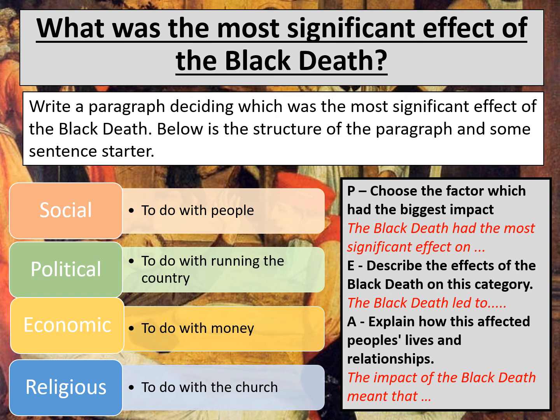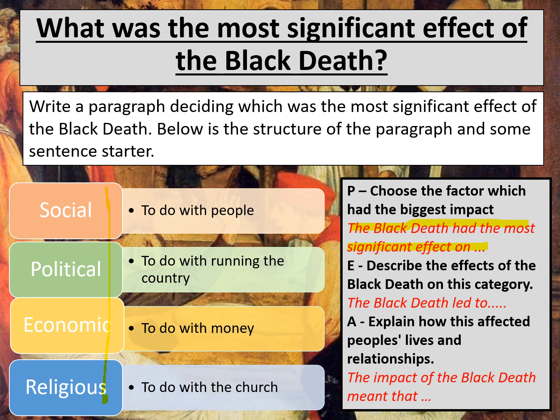Finally, what I would like you to do is write a paragraph deciding which was the most significant effect of the Black Death. Below is the structure of the paragraph and some sentence starters. For this, we are following a P-E-E structure. P stands for choose the factor which has the biggest impact. This is you making your point. You need to choose from the 4 factors that we have talked about this lesson. So do you think that social, political, economic, or religious had the biggest impact? You can see that in red is a sentence starter to help you.